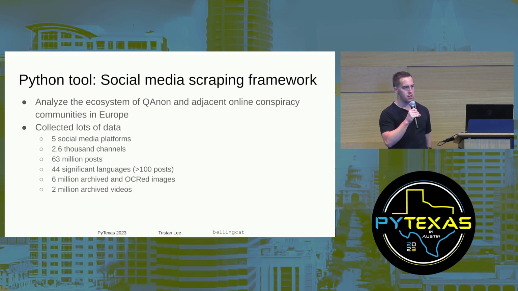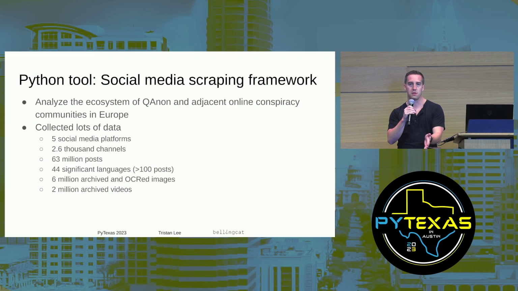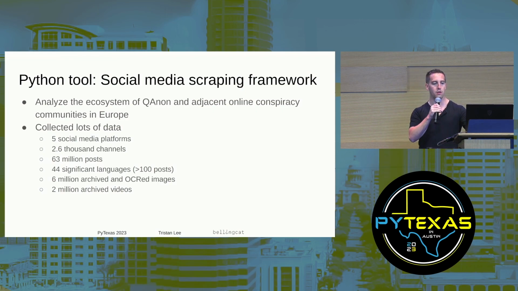archived, and made searchable. The posts contain about 44 different languages, which have at least 100 posts. We have nearly 6 million images that have been archived and OCR'd. So we're using optical character recognition to detect and index text in images. And we have about 2 million videos.